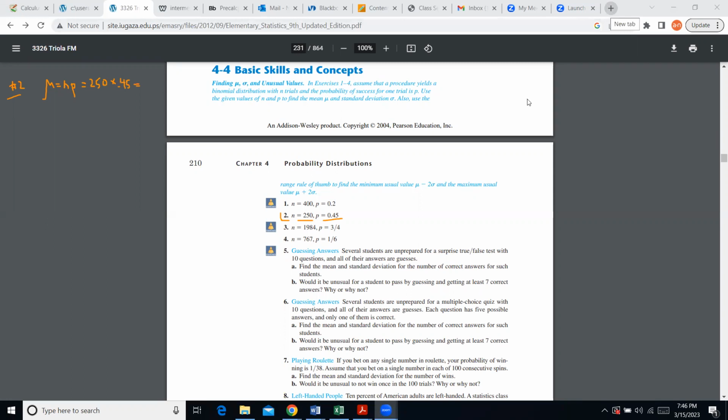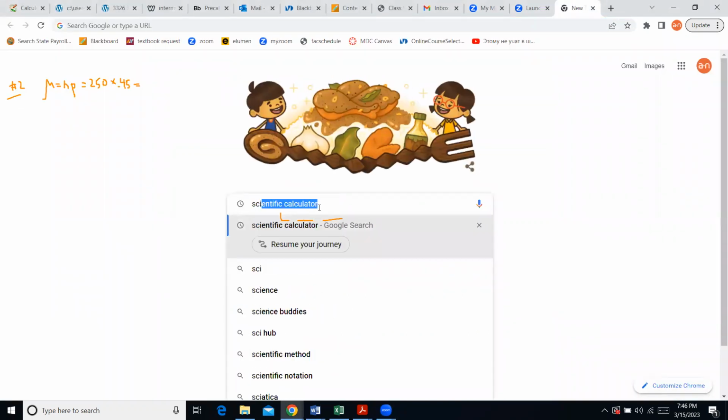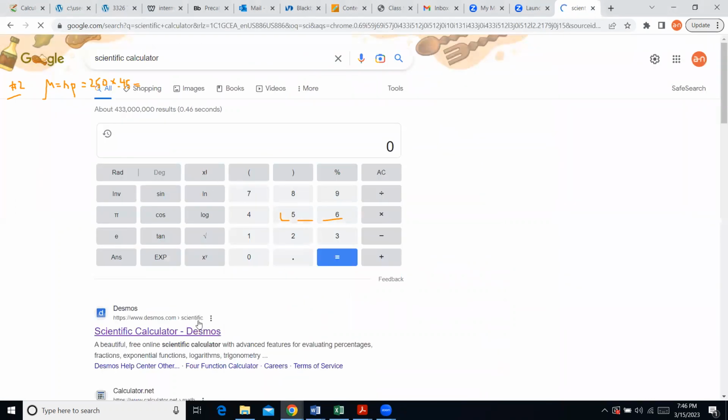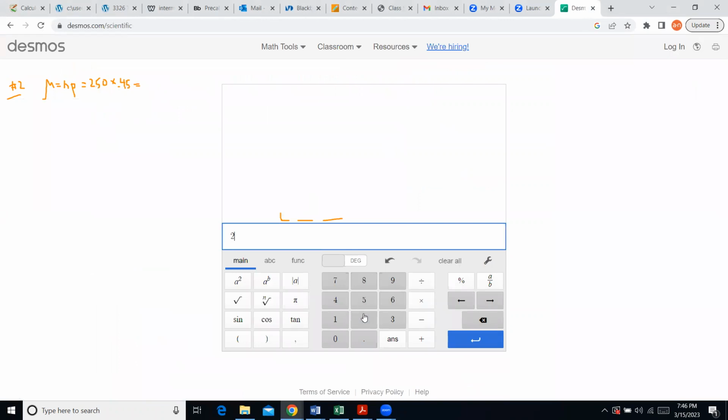and I will go for my favorite scientific calculator, the Desmos, right? And go ahead and put the numbers in. So I multiply 250 by 0.45 and get something for the answer like 112.5.